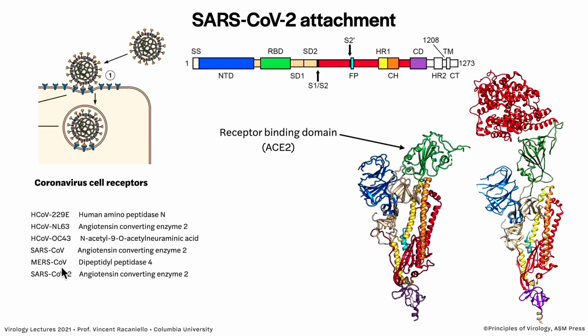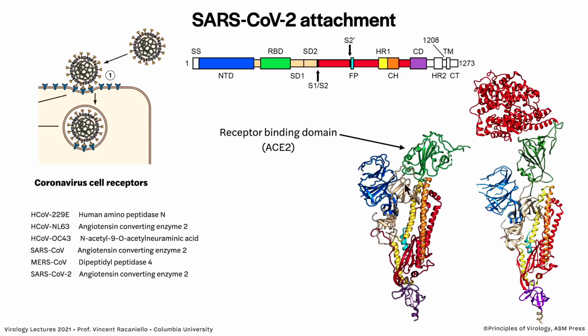You may not know what MERS-CoV is. We'll explore it later. And these are the receptors that they use. Human aminopeptidase N, a cell surface protein, for 229E. ACE2 is a receptor for NL63, SARS-1 and SARS-2. And then we have N9-O-acetylneurominic acid. That's the same one as influenza C. And then dipeptidylpeptidase 4. And so let's explore SARS-CoV-2 attachment.